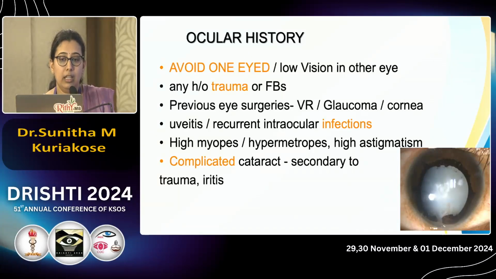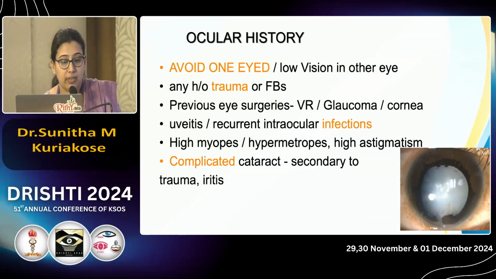Always take a detailed ocular examination. Please avoid one-eyed patients. We don't want one-eyed or low vision patients to get operated by us. The next one, any history of trauma. You have to ask for it, otherwise they will not tell you. Any previous eye surgeries like a vitreoretinal surgery, a glaucoma surgery, any previous cornea surgeries, all that will make it difficult for you to do your cataract surgery.